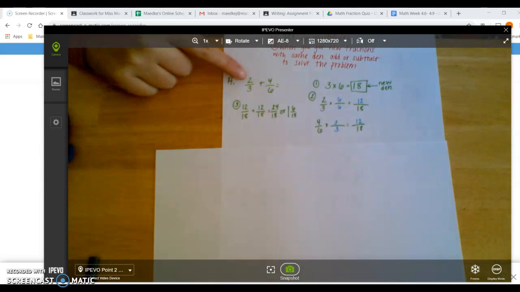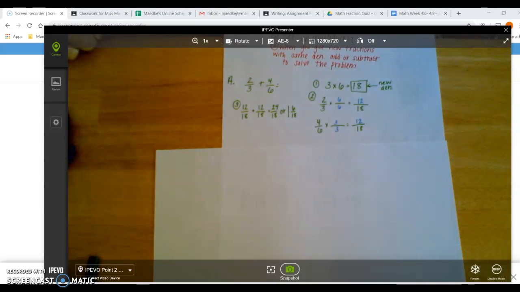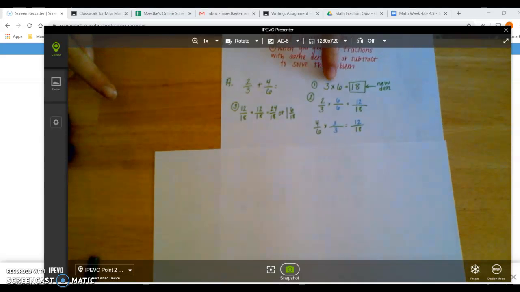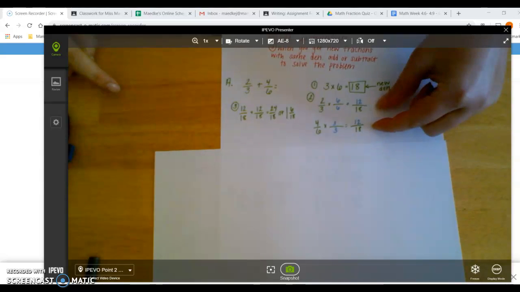Okay, so we have 2/3 plus 4/6. We know we can't add them because 3 and 6 are not the same denominators. To get our new part here, we have step 1. You're going to multiply 3 times 6 to get yourself 18. That is how you're going to set up your multipliers. Right here are your multipliers.